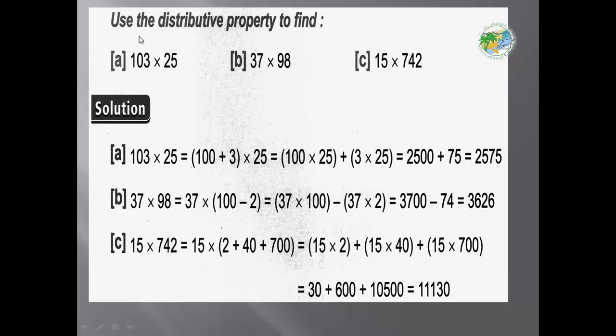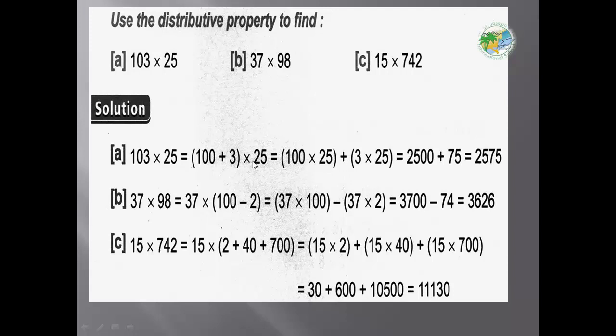Then 103. Is 103 more than 100 or less than? More than. So if this number is more than 100, then we write plus. But if this is less than 100, like 98, then we write minus. Okay, then 103 is more than 100, so we write 100 plus 3, times 25. Now distribute. What does distribute mean? It means multiply 25 by 100 plus 25 times 3.